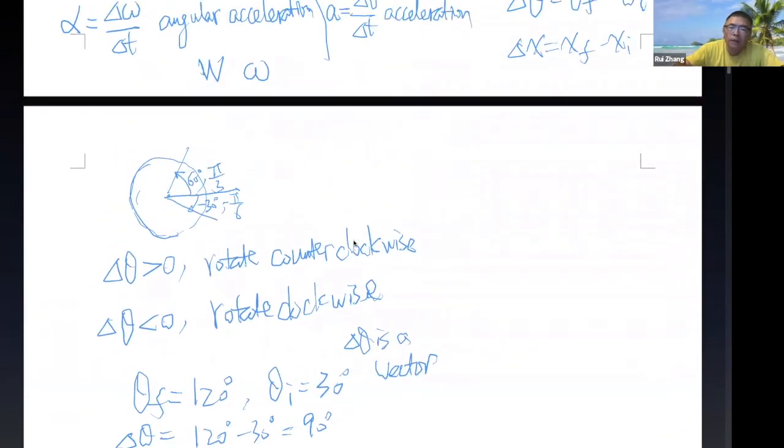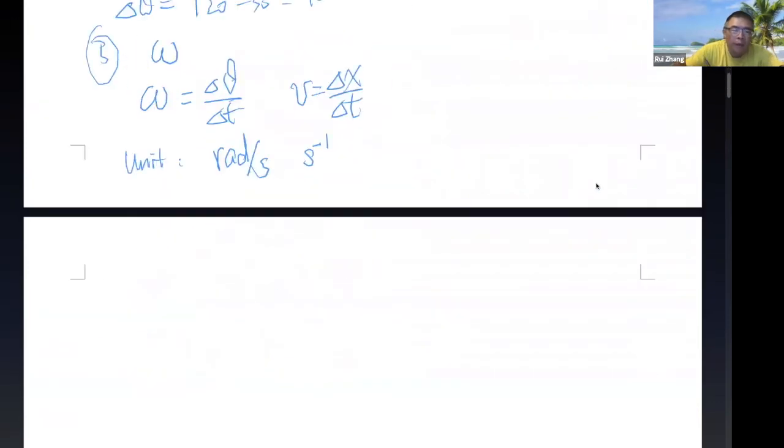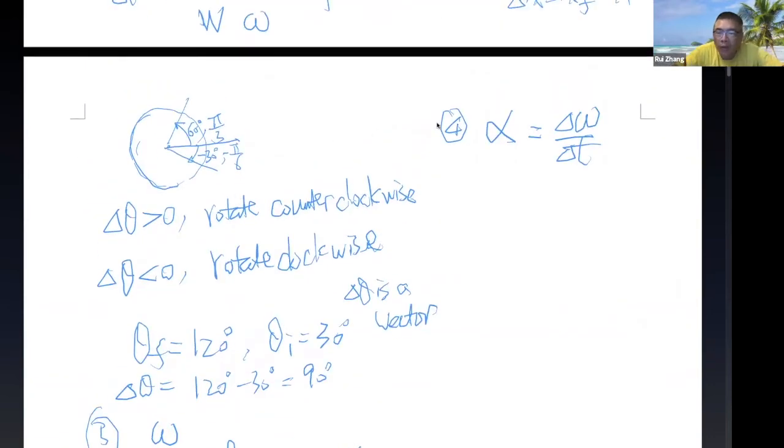Now finally, let's talk about angular acceleration, alpha, which is defined as delta omega over delta t. By the way, sorry, this is a vector, right? So this is very analogous to a, which is delta v over delta t.